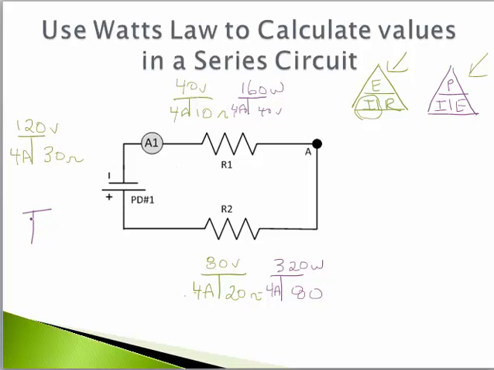I can also look for the totals. I know that I have 120 volts total, and I had a total current of 4 amps. 4 times 120 is going to be 480 watts. And the last part of series circuit laws was that P1 plus P2 should equal P total. So 320 plus the 160 is 480 watts.